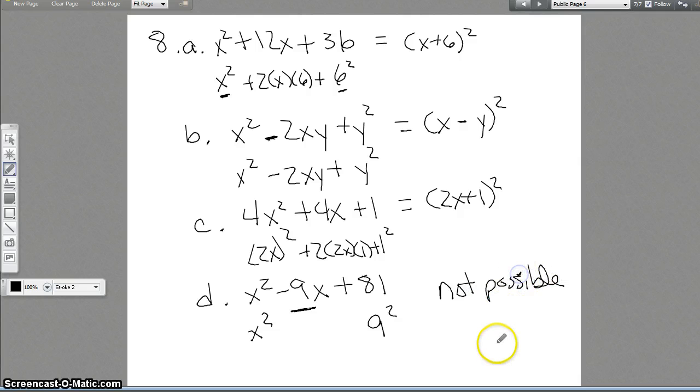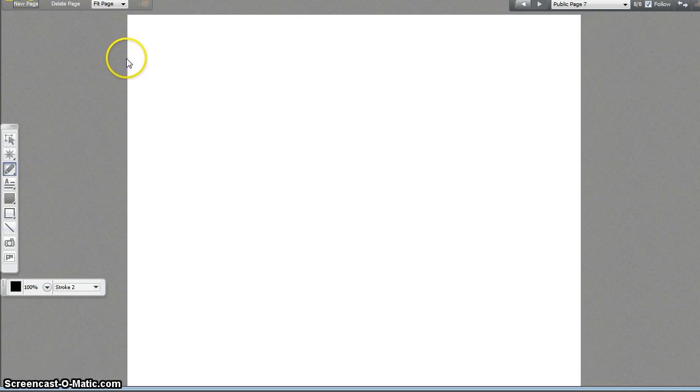So I recommend when you are doing number 15, which is just like this one, that you check each one of them first and see if you have a number in the middle that's odd, because if the number in the middle is odd, then it is not possible to write it as the square of a binomial. Now we're going to do just a couple more examples from number 8.